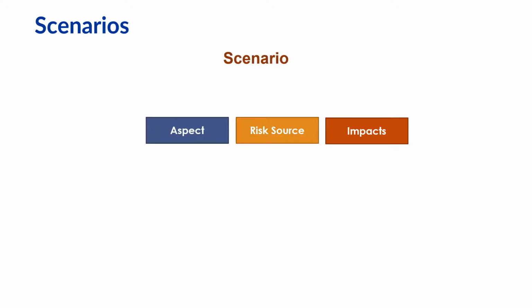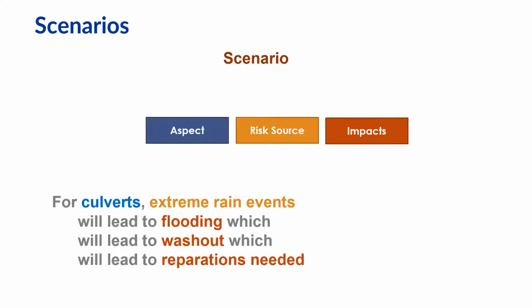If you put all of these elements together, you could get the following example. For culverts, extreme rainfall events will lead to flooding, which will lead to washout, which will lead to reparations needed. I'm sure at this point you can begin to imagine your own scenarios.